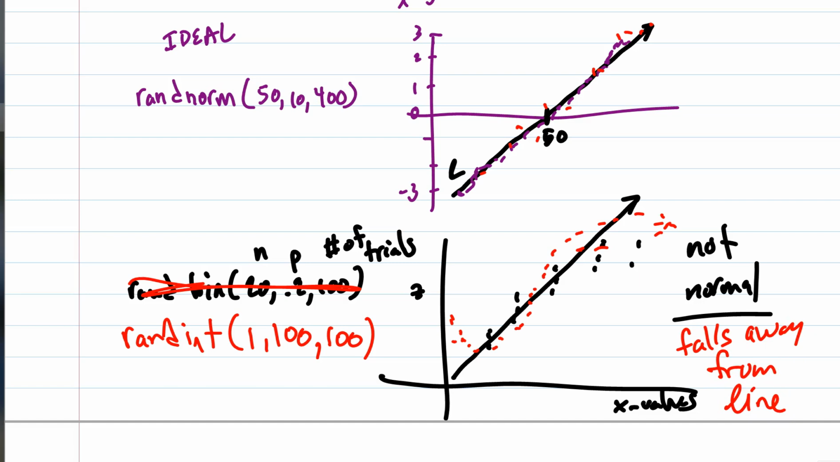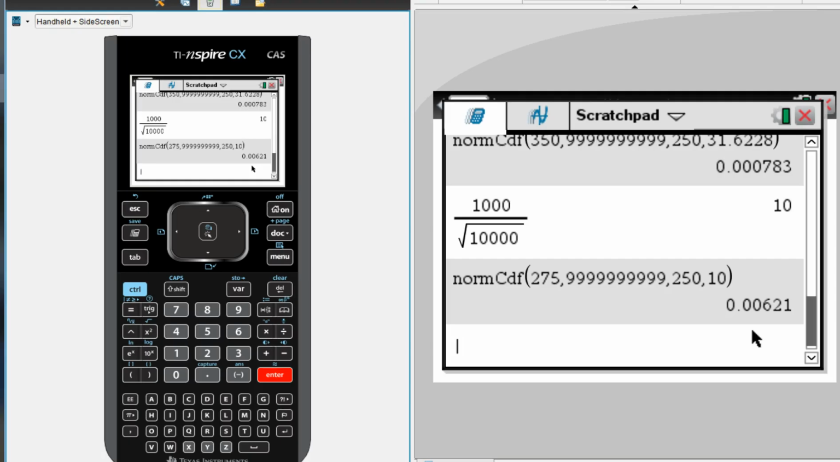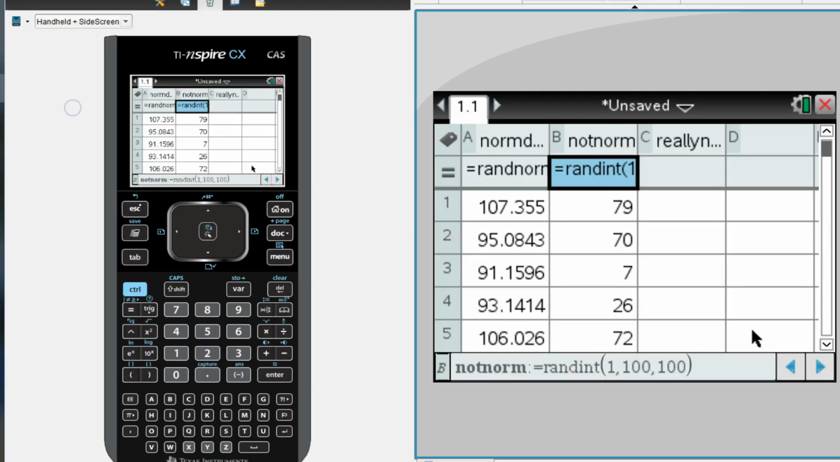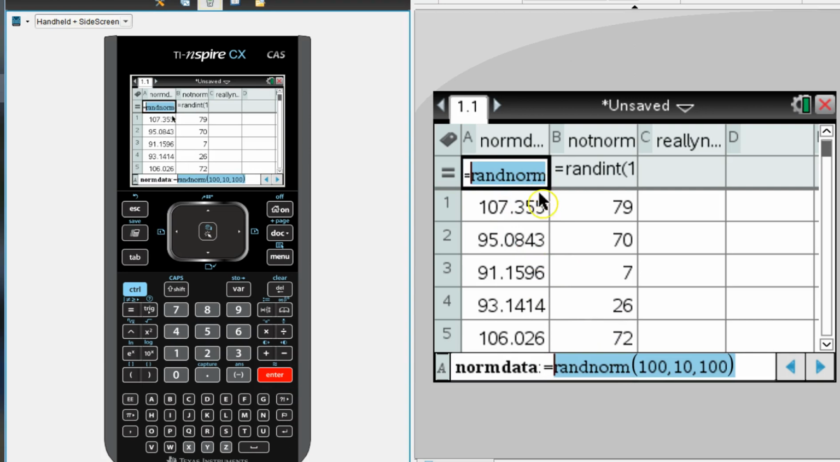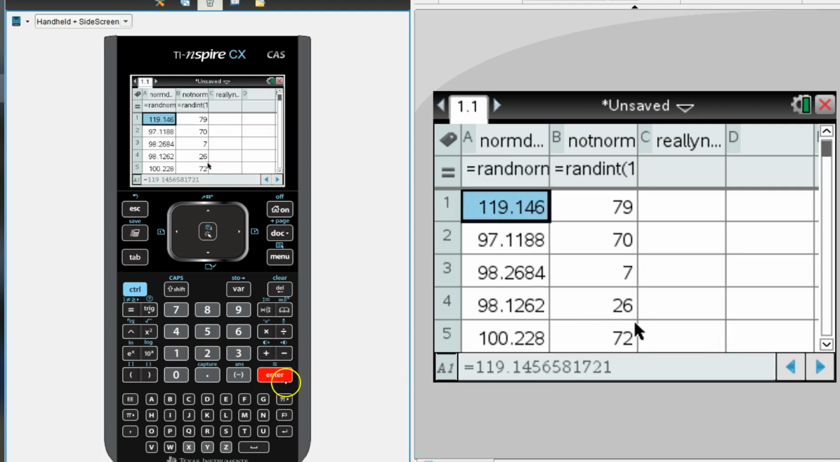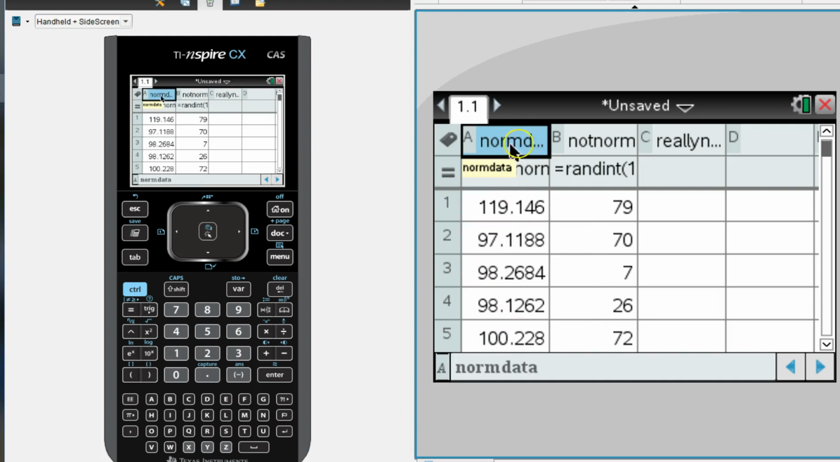And what I'm going to do now is we're going to look at some data sets, and show you how to do this with some data in the calculator. So what I did is I've made a couple of distributions. My first one is where I did the command random normal with a mean of 100, standard deviation of 10, and I did 100 numbers. Okay, so it generates 100 numbers. And I went up here and I named that my normal data, my normal distribution. Okay?